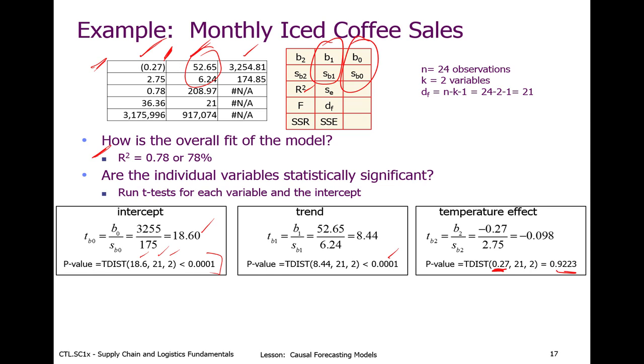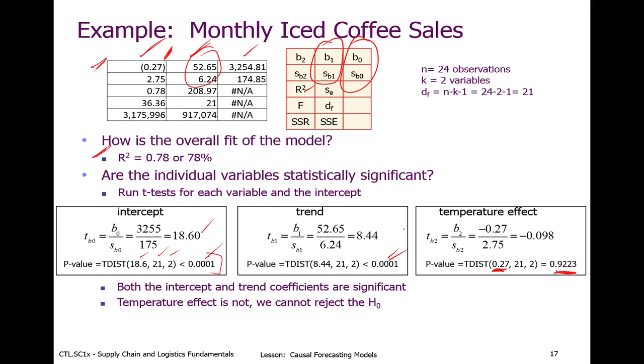But it also gives you a value of 0.9223. While these, for the intercept and the trend, are very acceptable, temperature is not. And so it fails that t-test. We cannot reject the null hypothesis that the temperature effect coefficient should be 0. It's not really doing anything. The variance is so much bigger than the mean. So what do we do with this?